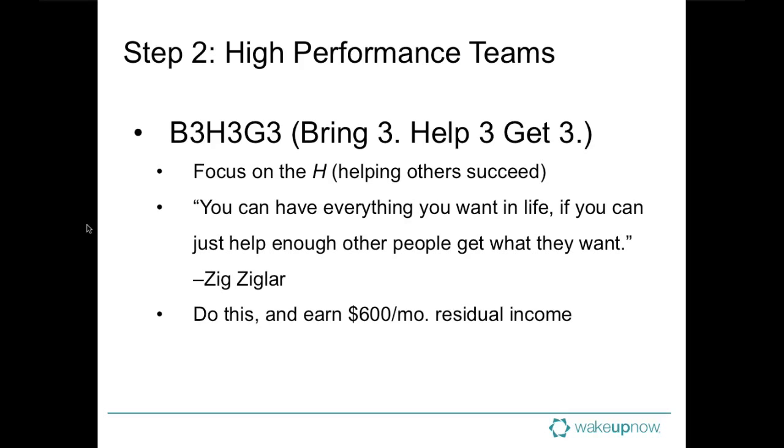Now, a couple key points to remember in the B3H3G3 model. When you complete B3H3G3, right, we talk about bring three, help three, get three, at this point you are a founder three and you are earning $600 a month residual. And that's just your founder bonus. The average is above that. So the average earning rate for somebody who's completed B3H3G3 is actually above that $600 a month, but you're guaranteed at least $600 a month for completing this process.